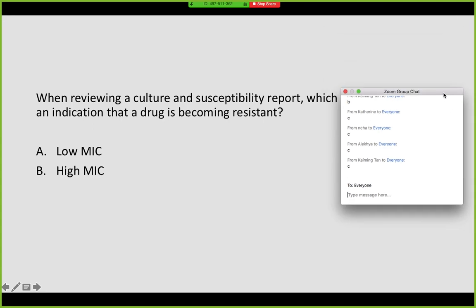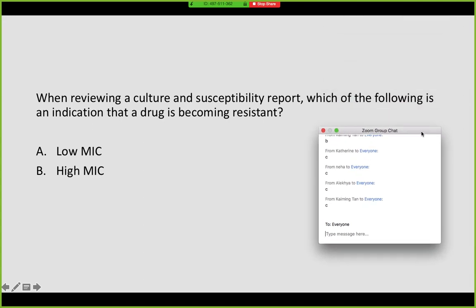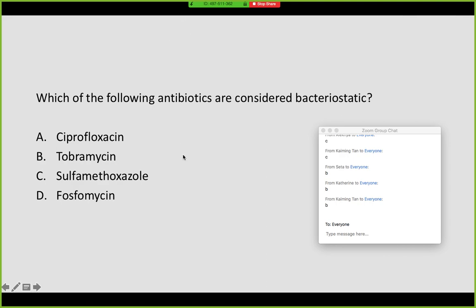When reviewing a culture and susceptibility report, which of the following is an indication that a drug is becoming resistant? Right, so that's going to be B, a high MIC. Which of the following antibiotics are considered bacteriostatic?